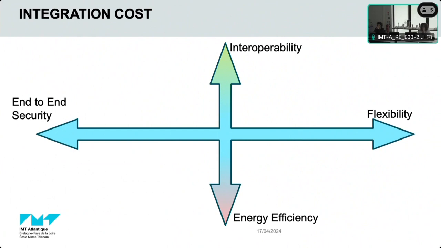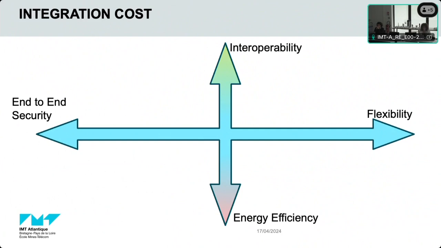Interoperability, to be able to insert it into existing systems. End-to-end security, because if everything can be tampered with, it's useless. And flexibility, meaning the ability to adapt to different environments.